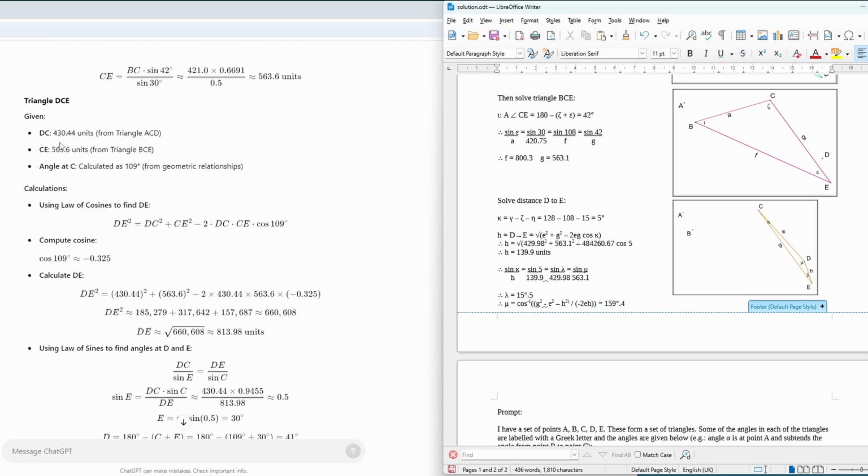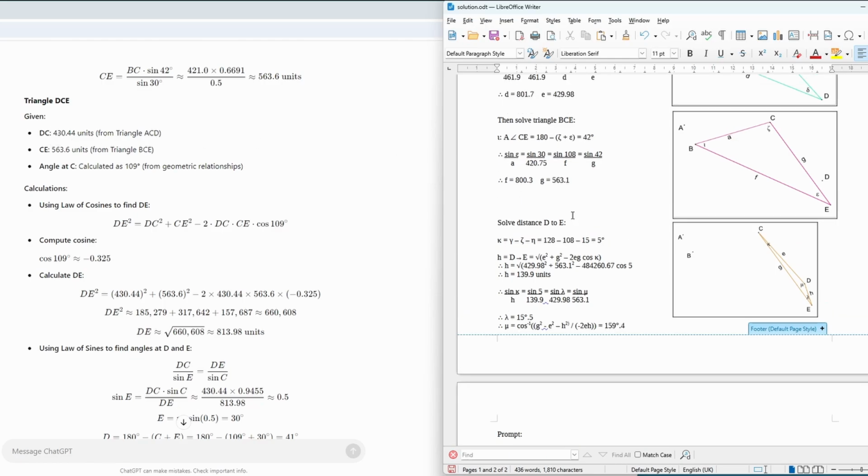And it is saying that D to C is 430.44, which is correct, which is 429.98 in my calculation. And it's getting C to E as being 563.6, which is right in my calculation, which was 563.1. So we should be able to calculate the angle at C.